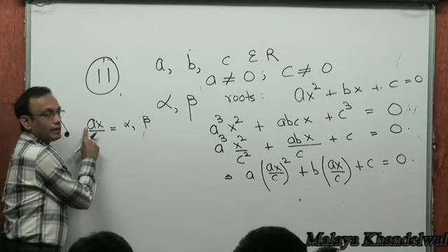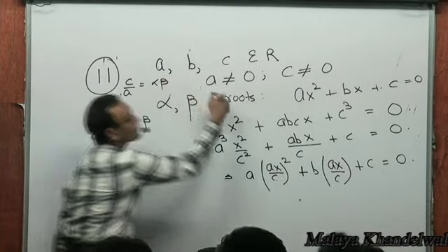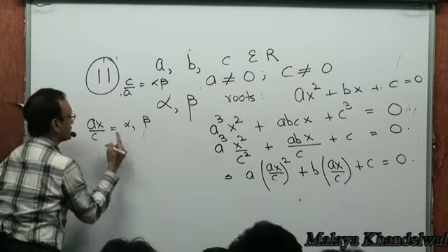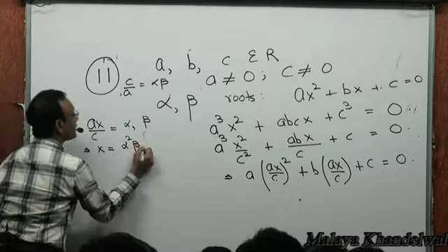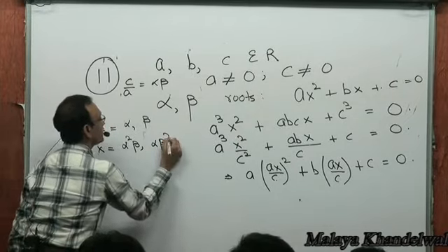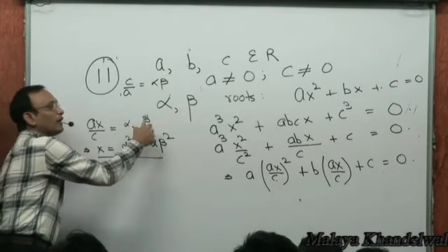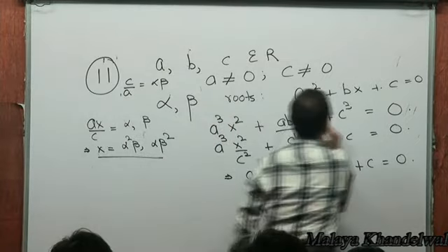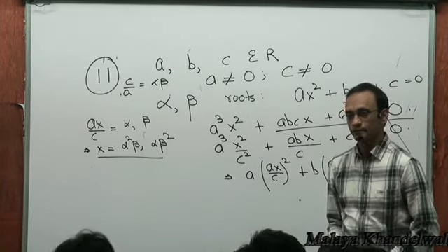But what is c by a? C by a, the product of the roots, is alpha beta. So if you write c by a as alpha beta, then taking this as alpha, I get x equal to alpha squared beta. If I take this equal to beta and write c by a as alpha beta, I get alpha beta squared. So the two roots of this quadratic would be alpha squared beta or alpha beta squared. Clear?